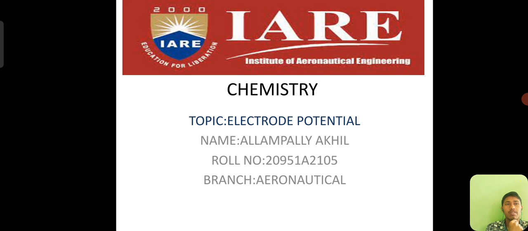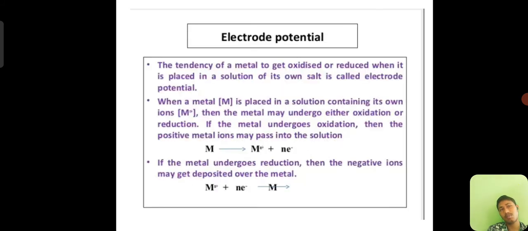I am from the Institute of Aeronautical Engineering. I am going to explain my concept video, electrode potential, which is related to chemistry. My name is Alampalli Akil, and my roll number is 2095 2105. I am from the aeronautical engineering branch. Electrode potential.